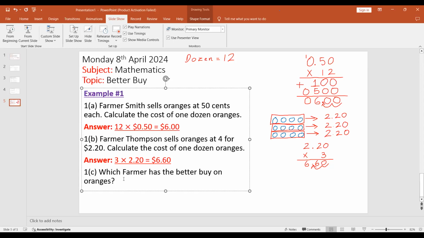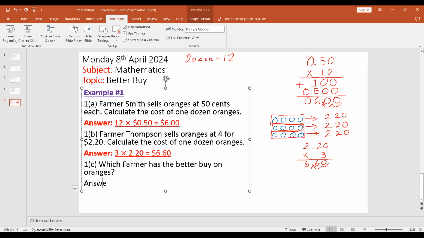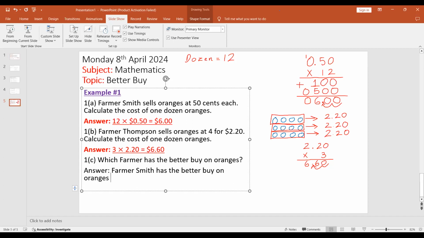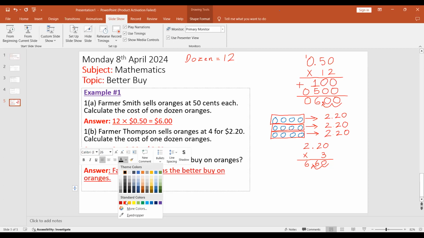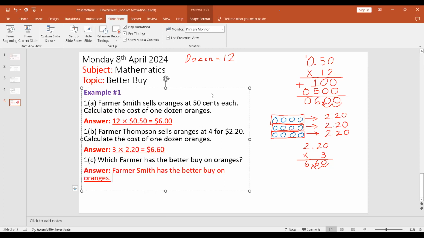So which farmer has the better buy? Farmer Smith has the better buy on oranges. We don't know how the rest of his prices look, but definitely on oranges, he has the better buy. And the reason why he has the better buy is because his stuff is cheaper. So there we have it.